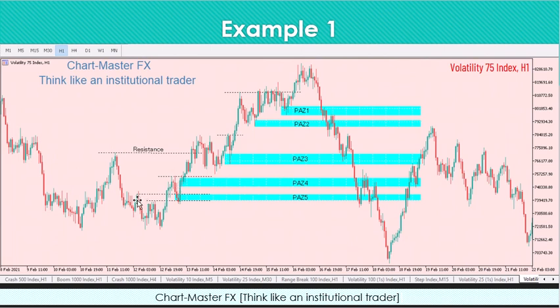Okay, so here, guys, you can see on this resistance line, the price broke up and engulfed it again. So we were able to draw our price action zone, and this is what we call a flag limit.